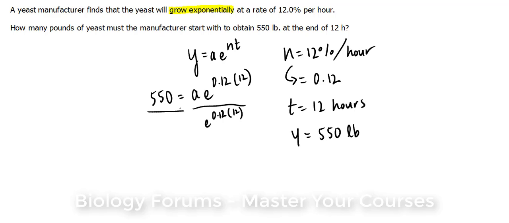So on the left side, we have e to the power of 0.12 times 12. Now what you'll notice is on the right side, this part of the term and this part of the term cancel, leaving you with A is equal to the value of the left side. Let's use our calculator for that.